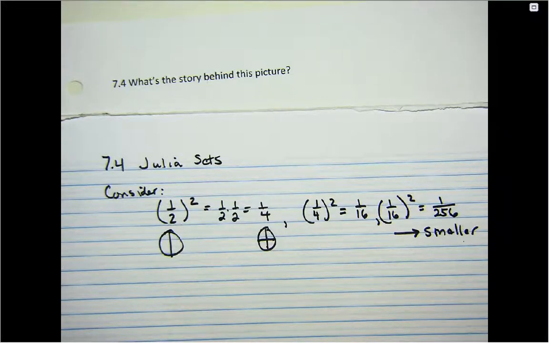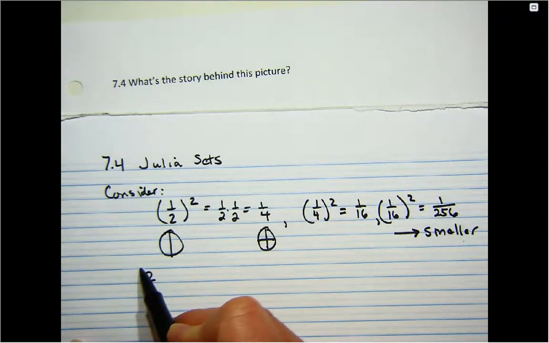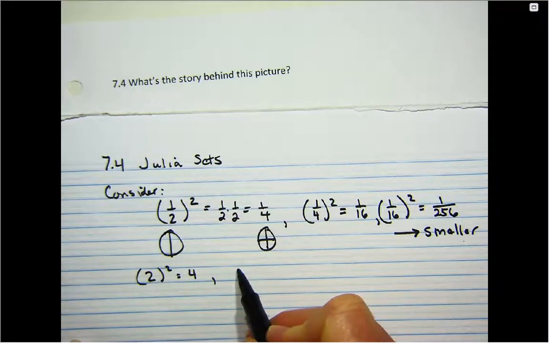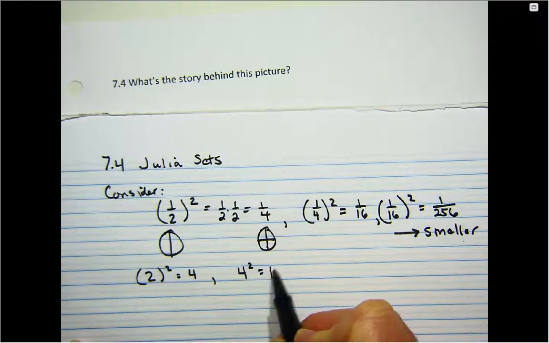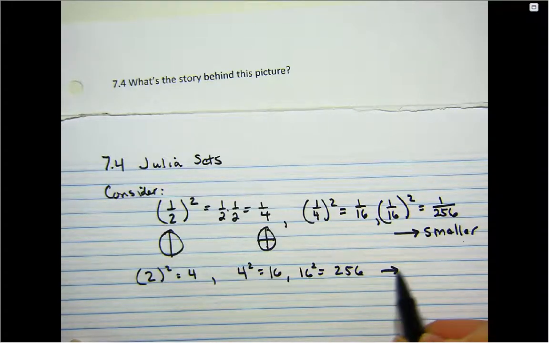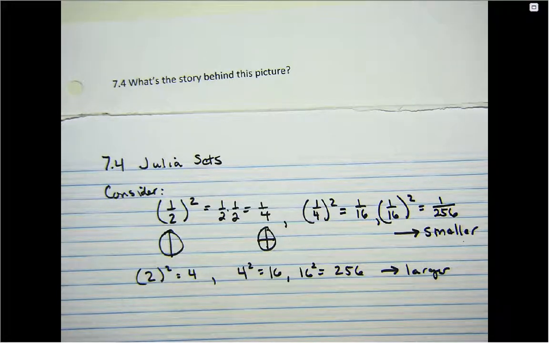but some numbers get larger when you square them. So numbers larger than 1, they get bigger when you square them. So 2 squared is 4, for example. 4 squared is 16. Then I square 16, I get 256. Well, that's pretty evident with the numbers you're used to working with, but it's also true with the complex numbers. So these Julia sets actually come from the complex numbers.